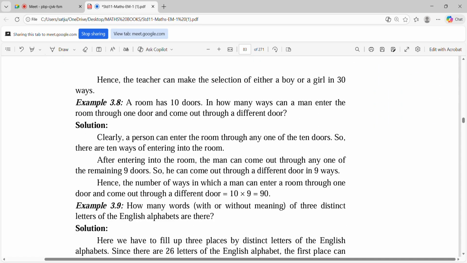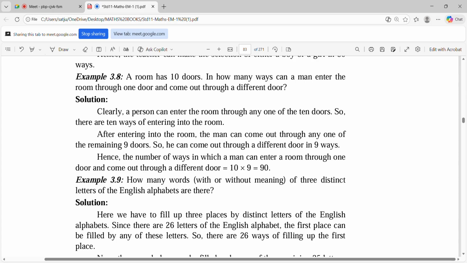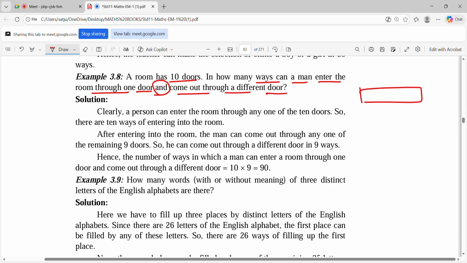Next, this is also a simple question, yet the concept is there. The room has 10 doors. In how many ways can a man enter the room through one door and come out through a different door? Listen carefully. Which means that both the jobs he has to do here: he has to enter as well as come out. But here the condition is a different door. So 10 here.